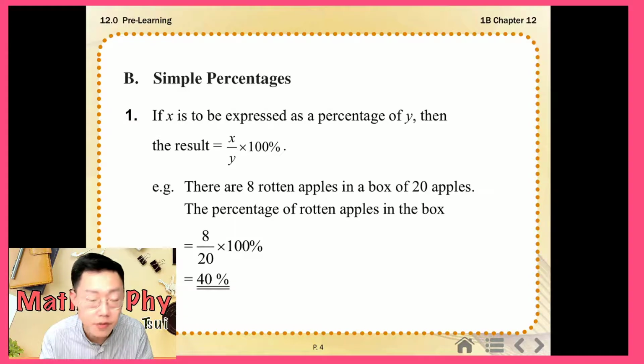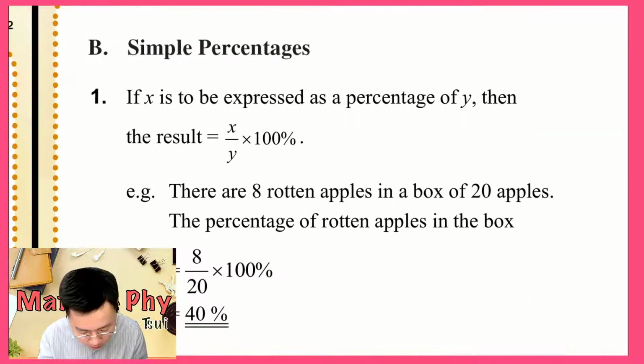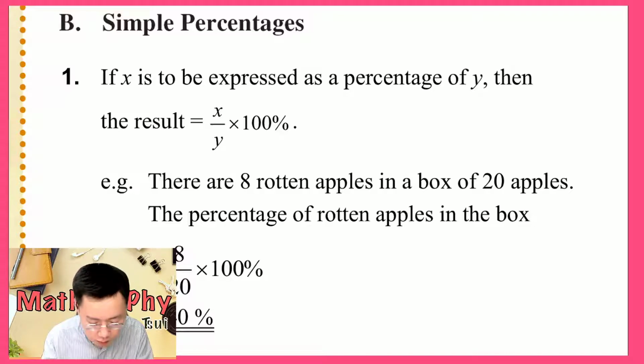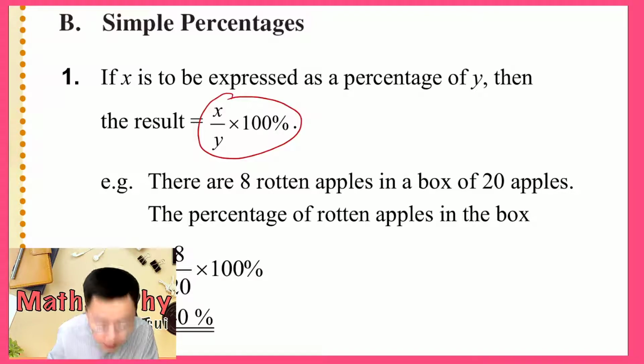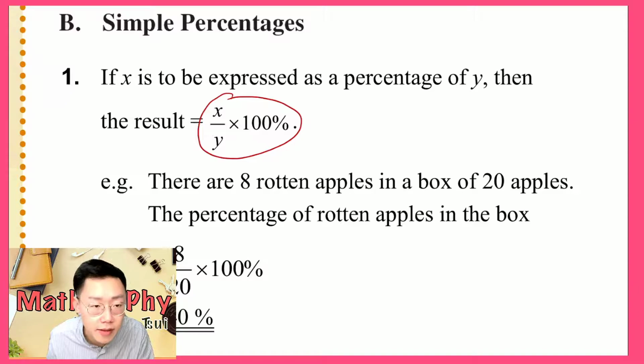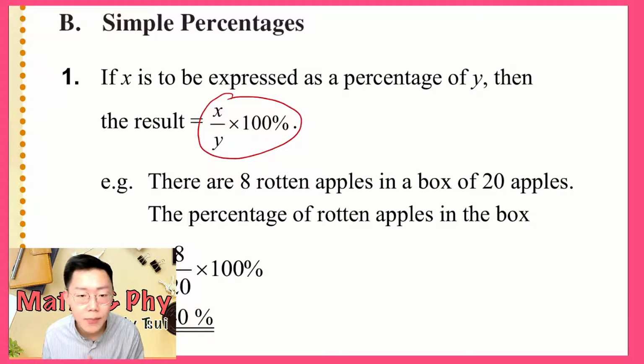Then the second one is about simple percentage. First of all, if x is to be expressed as a percentage of y, we use the form x divided by y times 100%. For example, there are 8 rotten apples, 腐爛嘅蘋果, 或者係叫做壞咗嘅蘋果. So there are 8 rotten apples in a box of 20 apples.